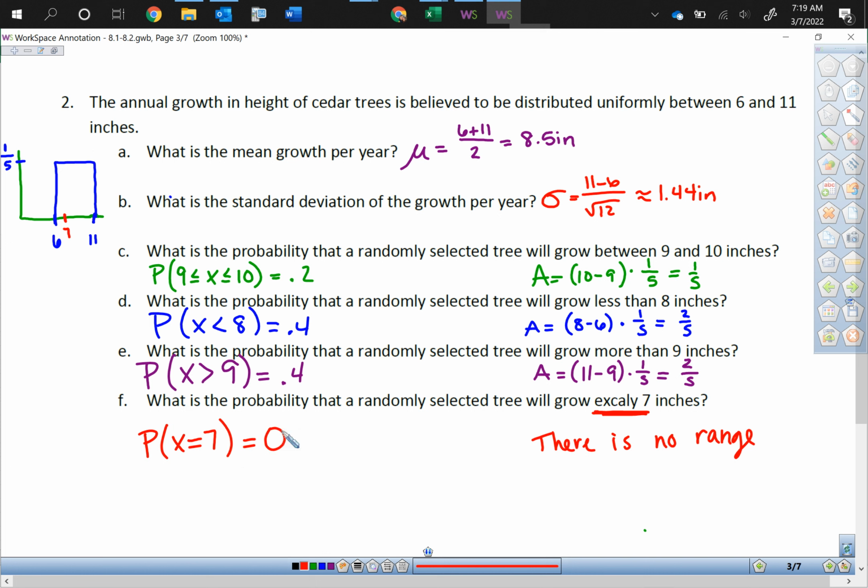Because remember, this is a continuous function. The chances of it being exactly 7 inches are so small that it's basically 0 because there is no range.